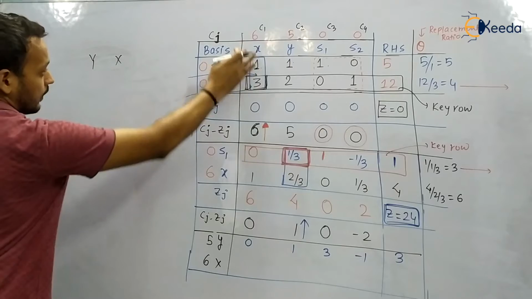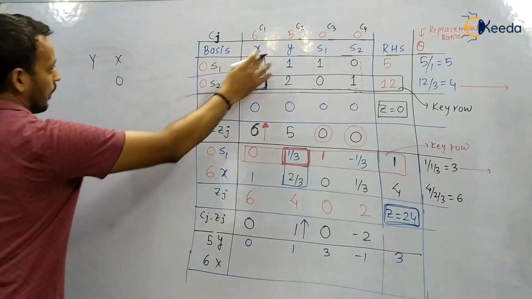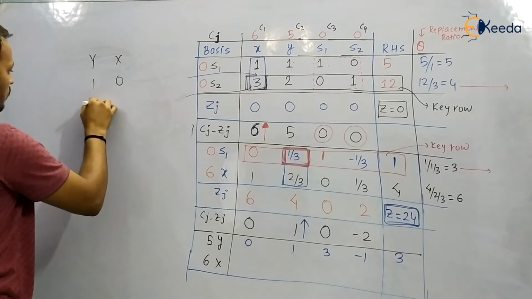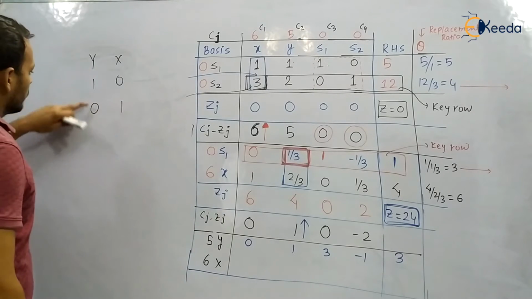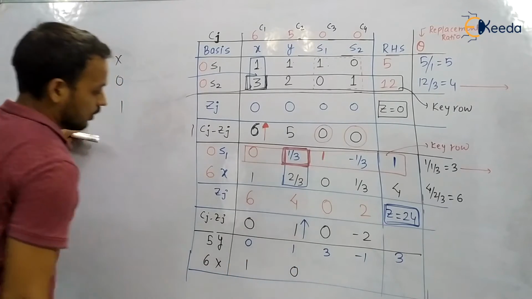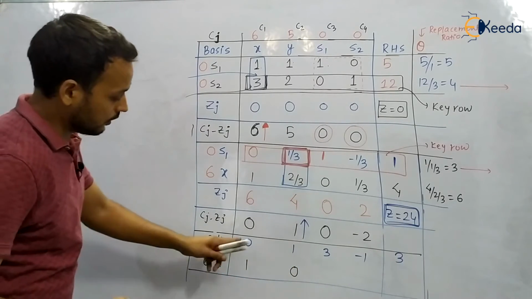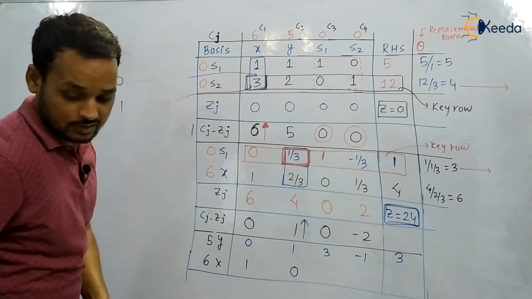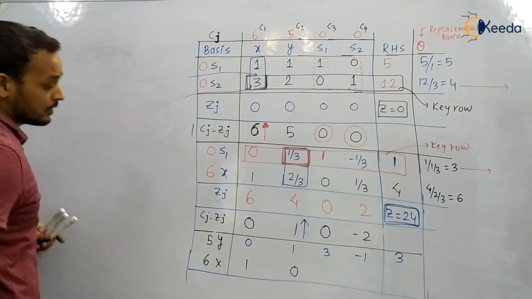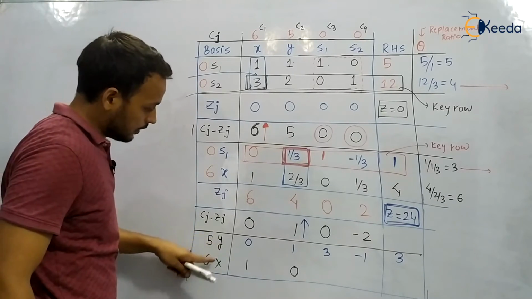The X value is 0, and the Y value is 1. So below Y you have to write 0, and below X you have to write 1. So you have made the identity matrix. Look, this is the identity matrix within the simplex table. You have to make the identity matrix within the simplex table for the basic variables. These two are the basic variables.